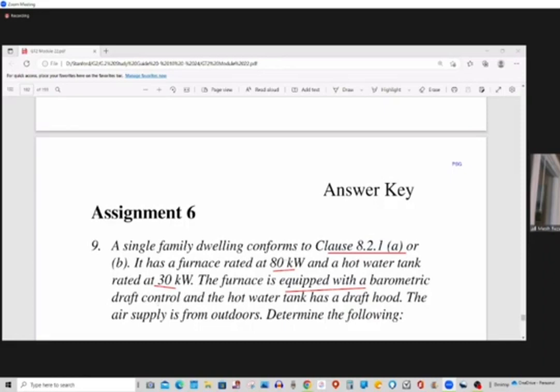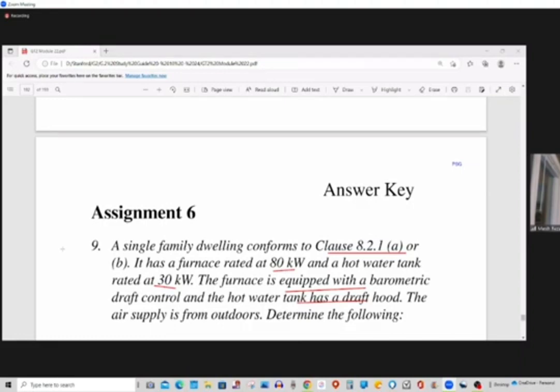The furnace is equipped with the barometric draft control, and the hot water tank has a draft hood. So when it says barometric damper, barometric draft means natural draft, and with draft hood, so both of them have the draft control. How much is going to be the air supply? So add them together, 80 plus 30, how much is it, Mr. Hamid? 110. Okay, good.